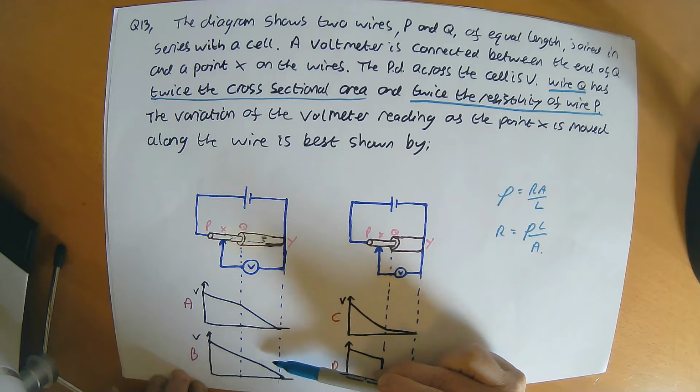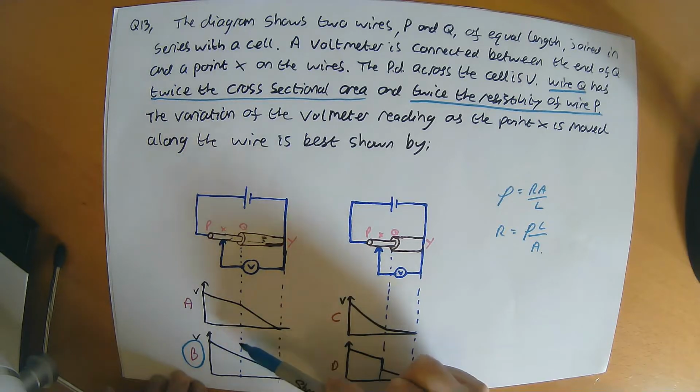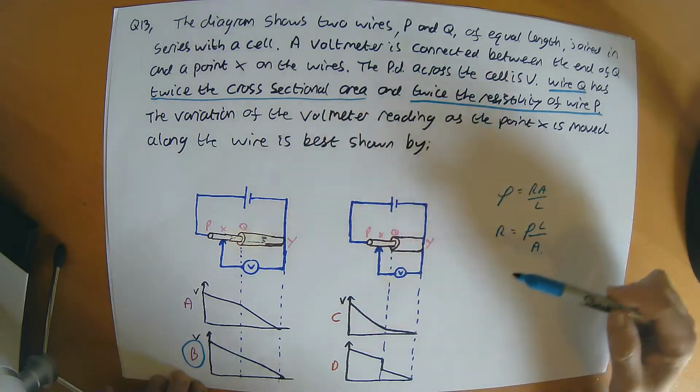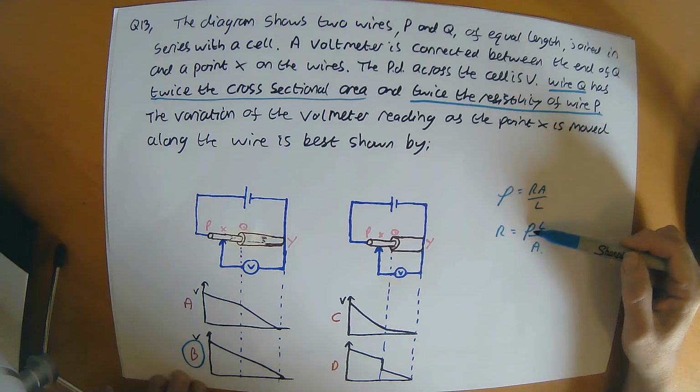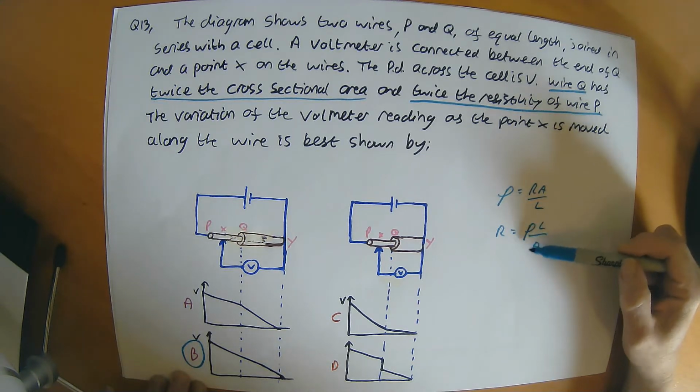So we're going to get this straight line, this proportional line that we have in B, and there is no discontinuity when you cross the boundary between the two wires, because the resistance is still proportional to length with the same constant. ρ over A is the same as 2ρ over 2A.